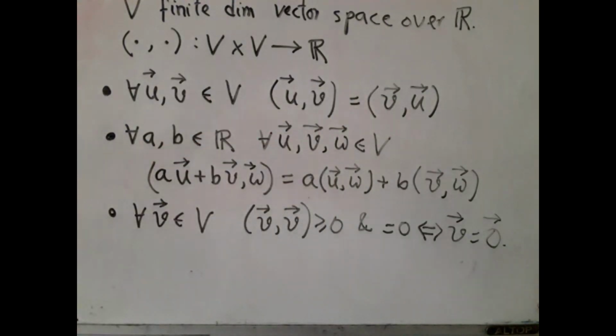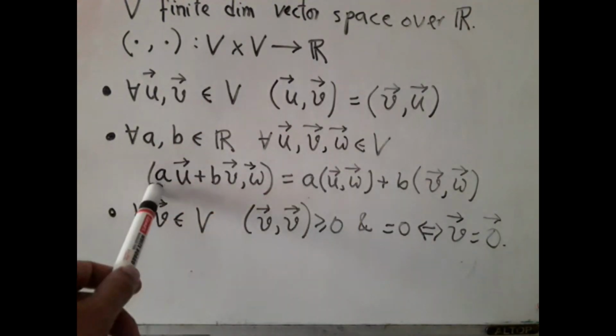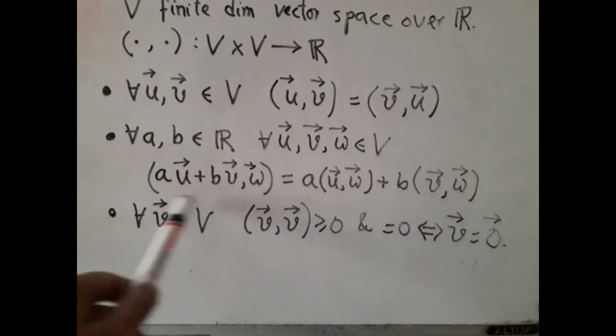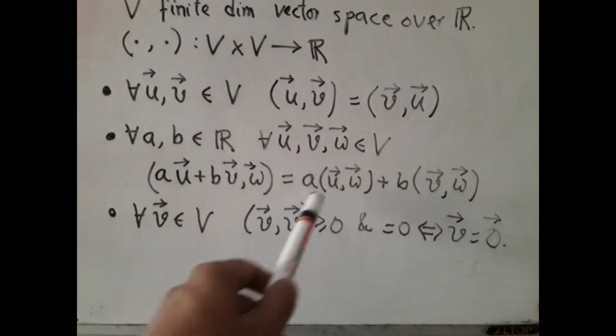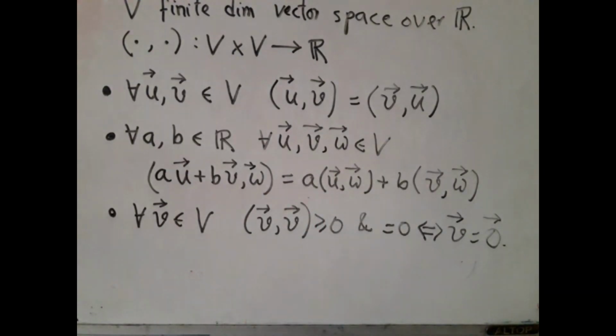The second thing is one form of distributivity. For all a, b in R, and u, v, w in V, you have ⟨au + bv, w⟩, a linear combination in the first argument, splits out and the scalars come out. The third property says that for all vectors v, the inner product of v with itself must be greater than or equal to 0, and it will be equal to 0 if and only if the vector is the 0 vector.